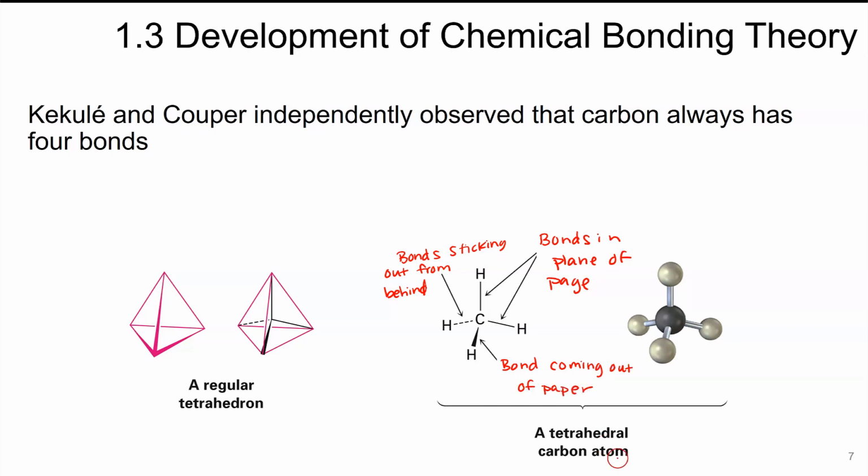So this would be your tetrahedral carbon atom. Each carbon atom, 4 bonds. When we draw the 3D shape, there will be 2 bonds in the plane, 1 bond sticking out and 1 sticking back.